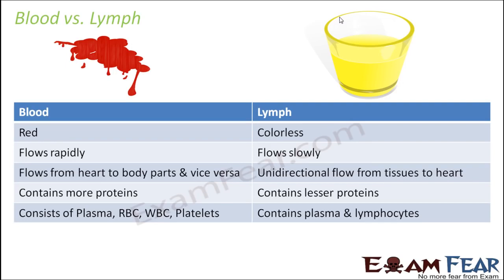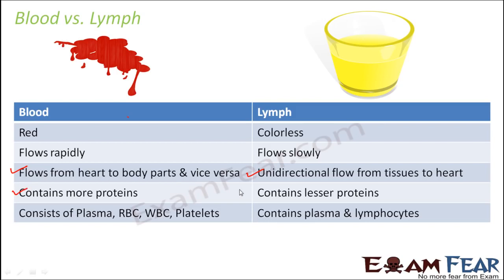Blood flows rapidly because it is under high pressure. When it flows out of the heart, it comes out at high pressure, and that is why it flows fast. Blood flows from the heart to different parts of the body and vice versa. That is, the flow is bidirectional. But in the case of lymph, it only flows from the tissues to the heart. The opposite direction flow does not exist.